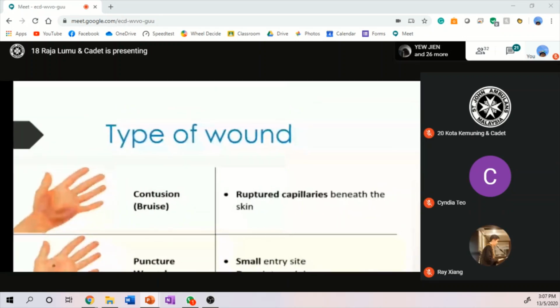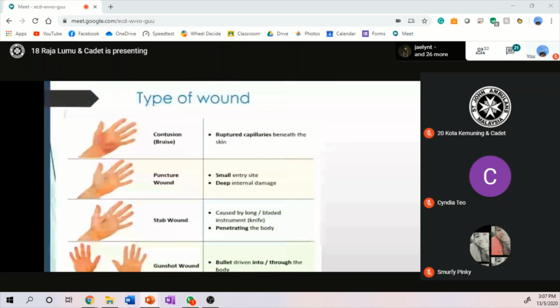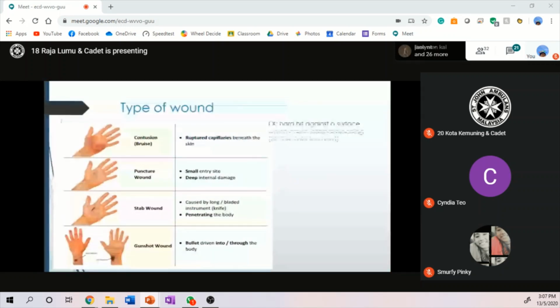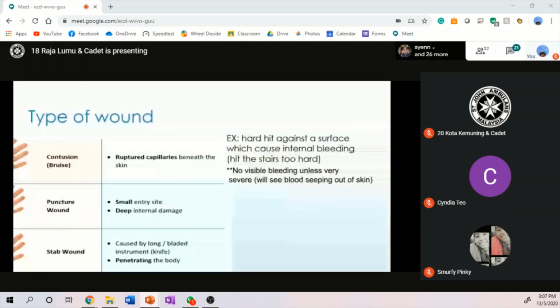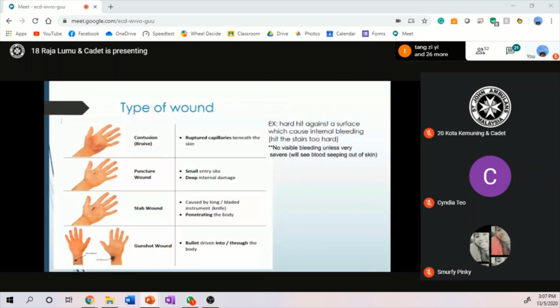Contusion. And for the next one, wait, sorry. Yeah, see, no visible bleeding unless very severe. We would see blood seeping out of the skin. So it's not too serious. You will not see the blood.